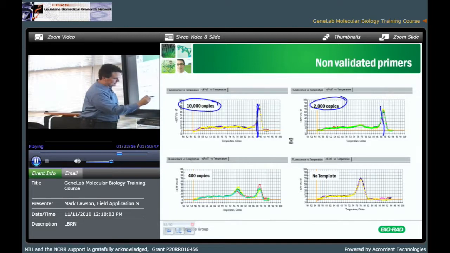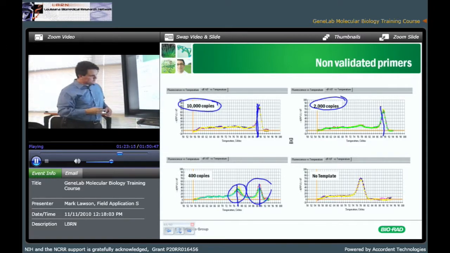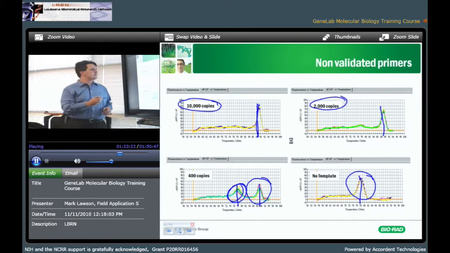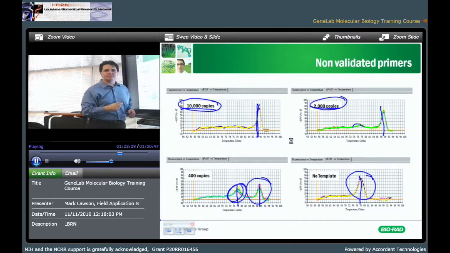400 copies, aha! We have something that melts at 78 and something that melts at 89. So there are 2 products in this tube. And then the no template control, where we didn't add any sample, has a melt profile around 77 degrees. So, or 78. So whatever is amplifying here in the no template is also amplifying in the 400 copies. But it's not amplifying in the 10,000 or the 2,000 copies. There might be a little bump here. I mean, you can kind of see it's starting to bump up.